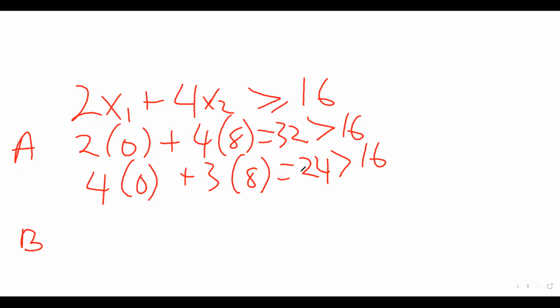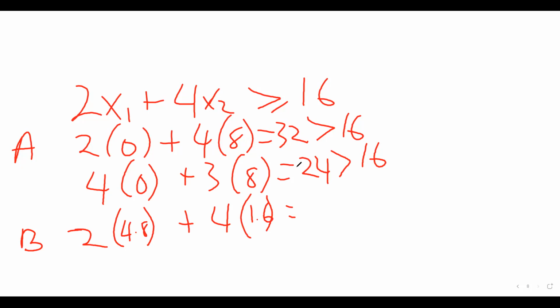For B, constraint 1. You have 2 into bracket x1 plus 4 into bracket x2. What is x1? Check your answers. Who can tell me? X1 is 4.8 and x2 is 1.6. So you have 4.8 and then 1.6.